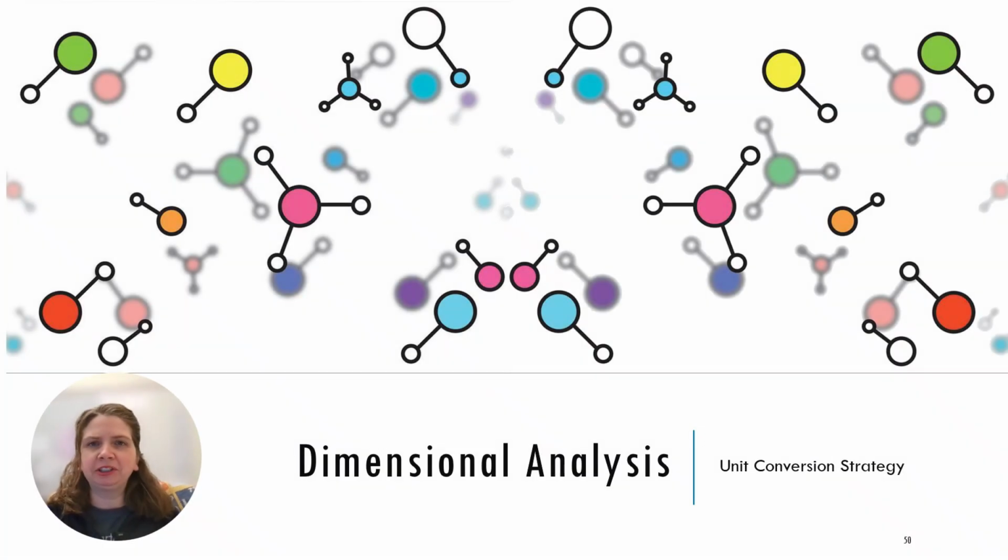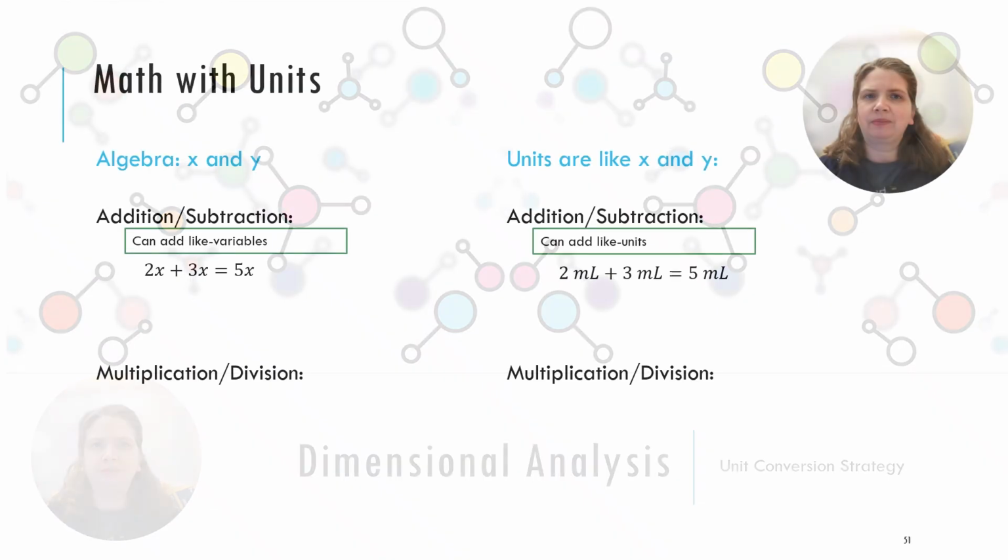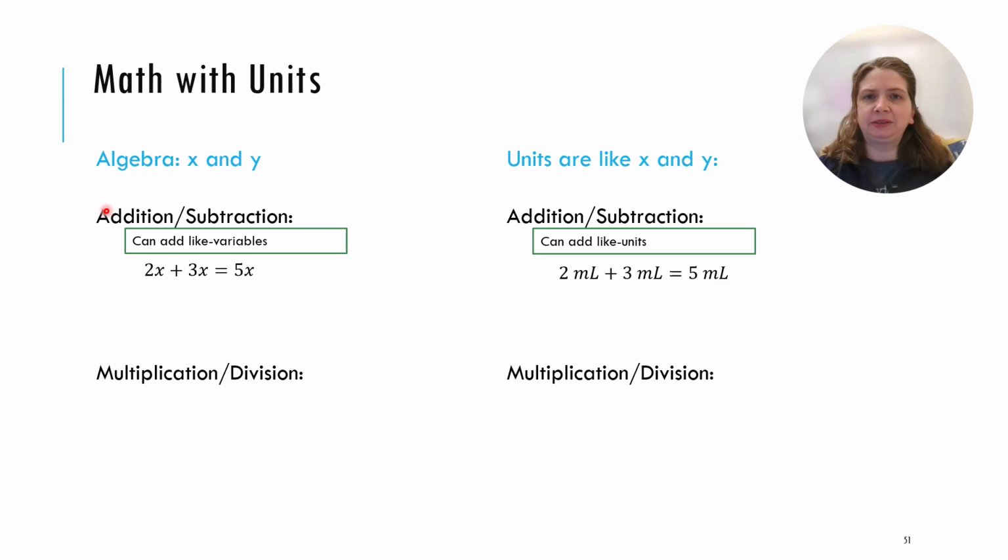In this video, we're going to learn dimensional analysis, which is the strategy for performing unit conversions. To begin, we need to recognize that units behave very much like variables that you may have seen in algebra. For example, if we have like variables, we can combine them. 2x plus 3x equals 5x. Similarly, if we have measurements with the same units, we can add them. 2 milliliters plus 3 milliliters equals 5 milliliters.